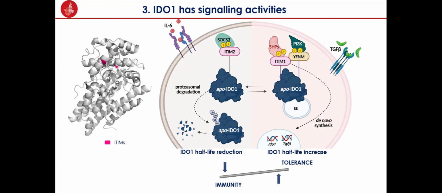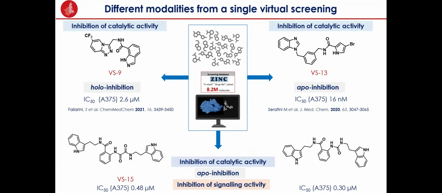And it is important because the catalytic activity seems to take place in the cytosol, while the signaling activities seem to take place when IDO1 is anchored to the early endosomes. So in our lab, a few years ago, we did a structure-based virtual screening. And curiously, by a single structure-based virtual screening, we were able to identify 3 compounds with a different mechanism of action.